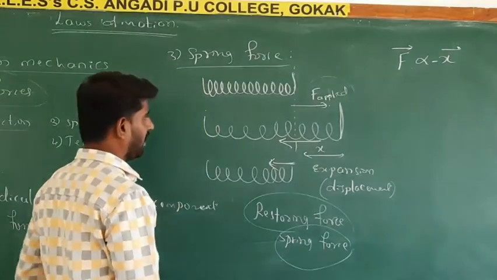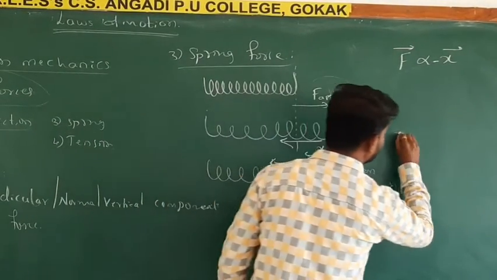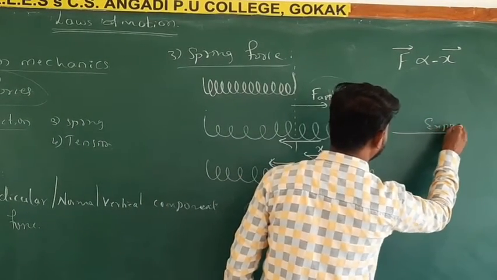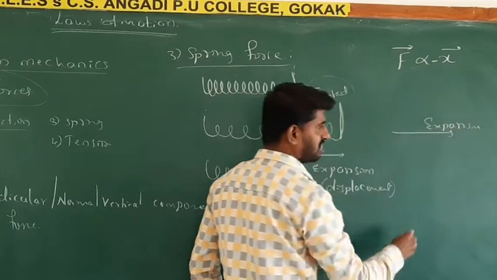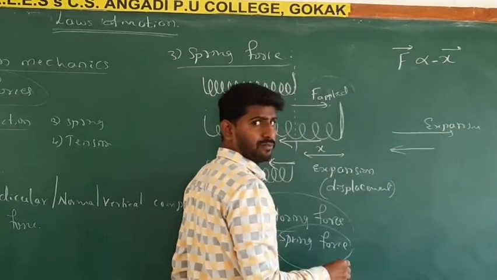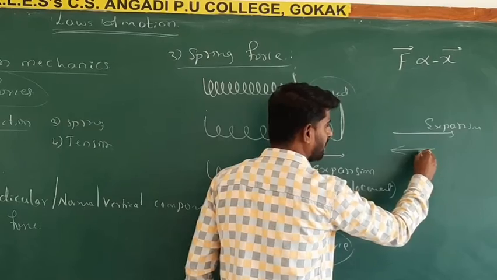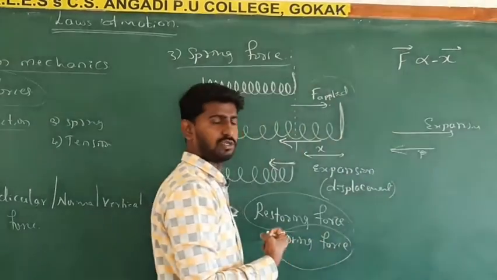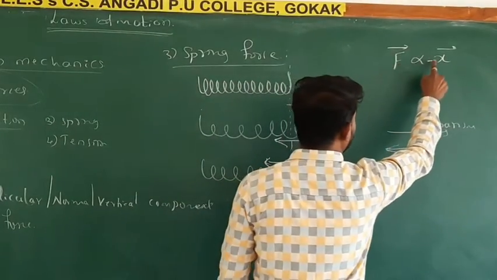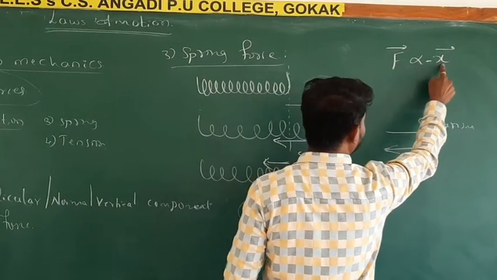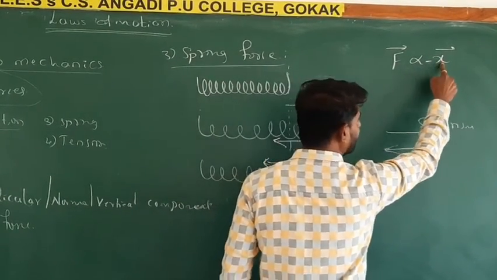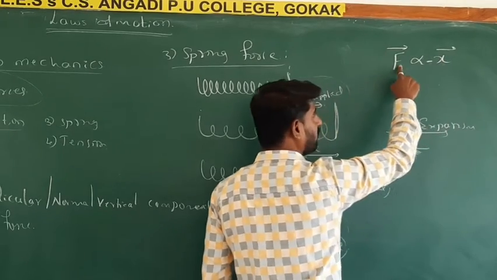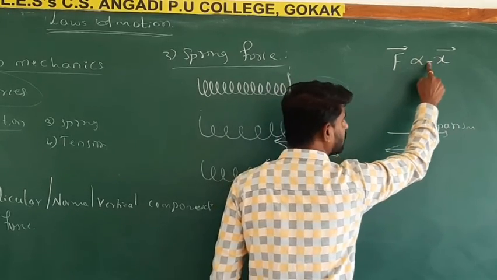Why is it negative? Because expansion or displacement is in this direction, but the restoring force is like this. Because of this restoring force, it is returning back to its original position. Okay, so F is directly proportional to minus x. The negative sign indicates that displacement or expansion and the spring force are opposite in direction.